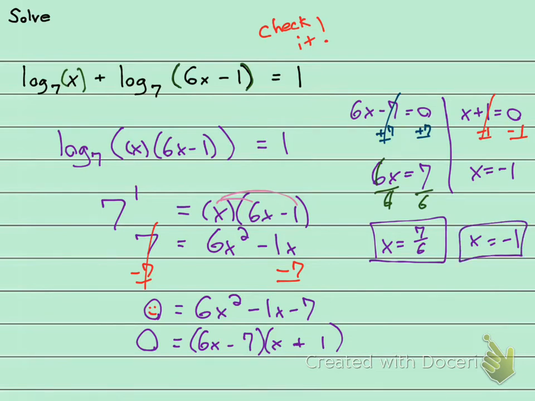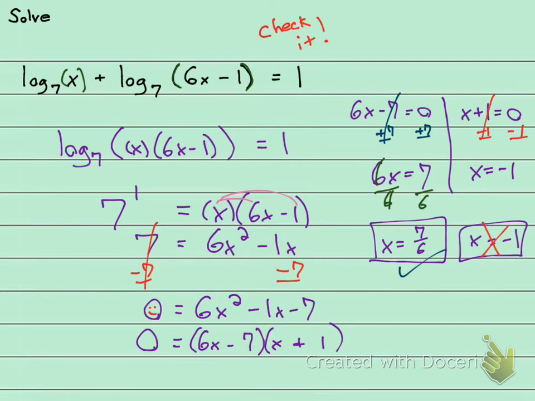But remember, I have to check both of these answers. And now I'm telling you what's going to happen. This one right here is going to check out, and this one is not going to work. This is an extraneous solution. I'm going to show you right now why x equals -1 does not work. And for 7/6, I will do the check in a separate video, so you can look in the description if you want to see me check that one out.